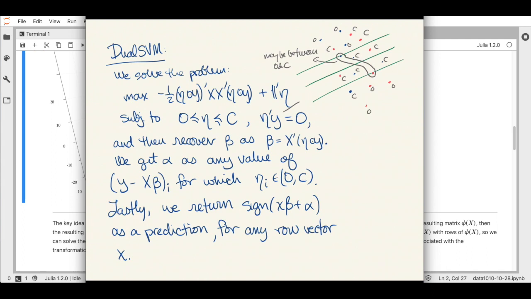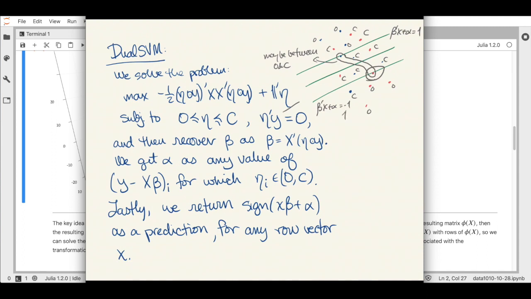And when you dot such a vector with another vector, it's going to sum all of its components in the positions corresponding to the positive ones, also sum all the components in the positions corresponding to the negative ones, and subtract. Once we solve this problem, we can come up with a value of beta by computing X transpose (eta ⊙ y). And then we can get alpha back based on the observation that if eta is strictly between 0 and C for a component, it's right on the boundary. So once we know beta and we know a particular point that's on the boundary, beta transpose x equals -1, then we can just solve that equation for alpha.